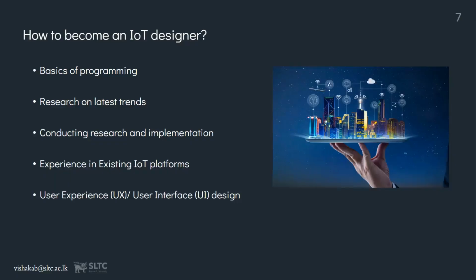In order to become an IoT designer, you have to have programming knowledge. Basically, you have to know how to customize existing programming code and then apply it for your own application. You also need to know the latest technologies and tech trends in IoT communications, and about the technologies that can be used for IoT networks.